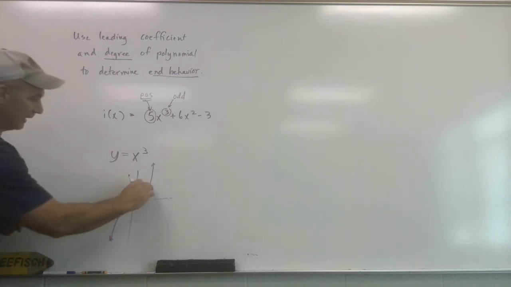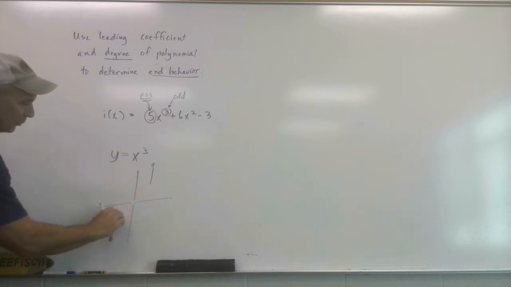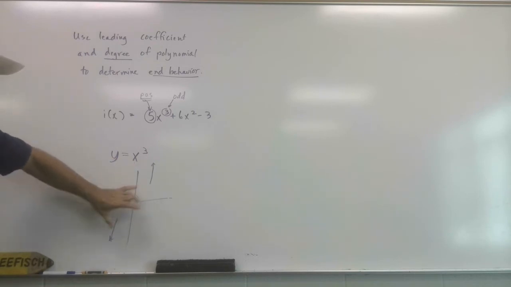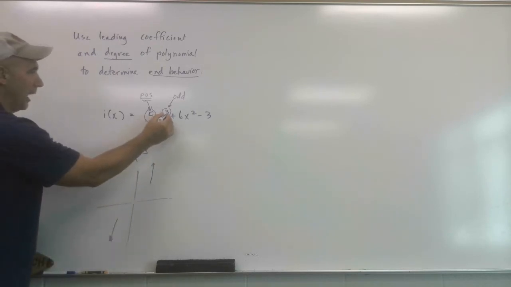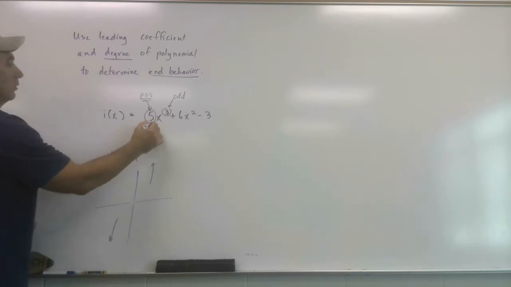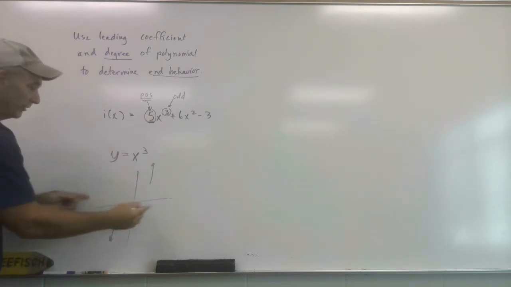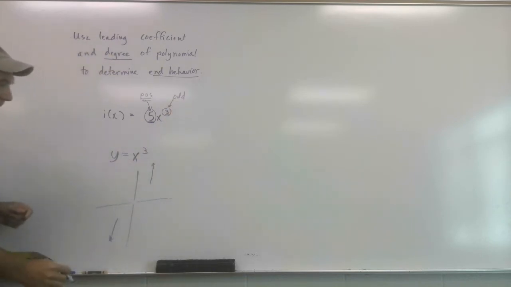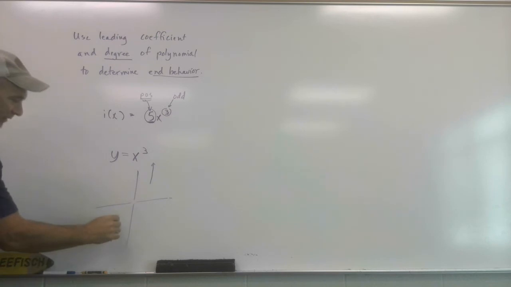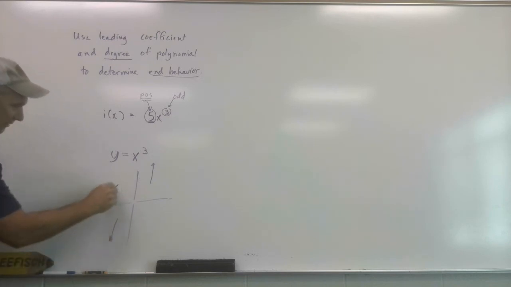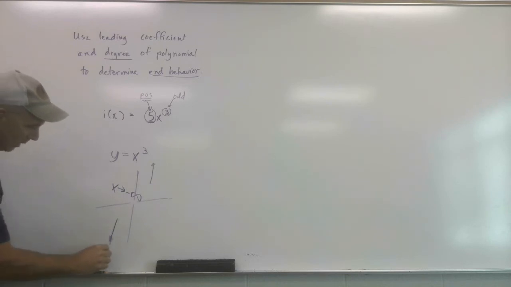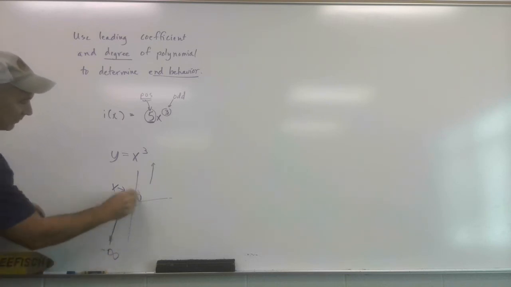But the thing is this gives us the rule. So if we know what this looks like, we know what the rules are for odd degree with an even, or excuse me, positive leading coefficient. So this is my answer right here. I don't really care about this stuff. Haven't said that yet, but this is my answer over here as x approaches negative infinity. So it'd be going down. That's my answer for this one.